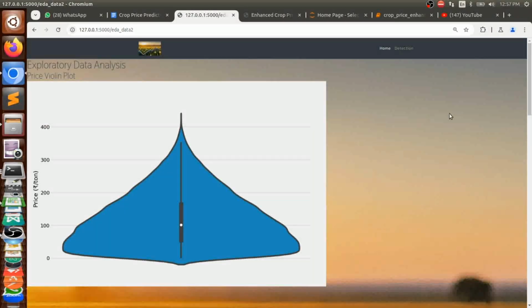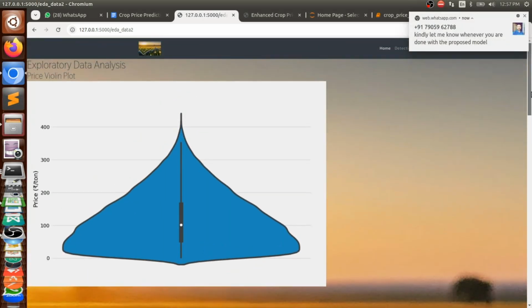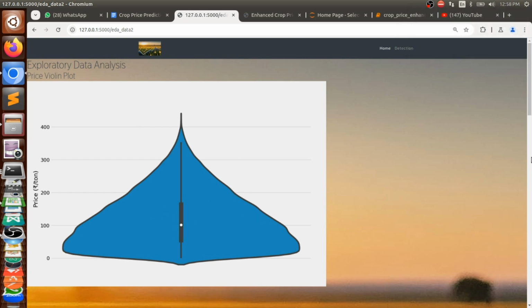So here you can see a few graphs being displayed. One is the violin plot, which shows the distribution of prices; where more prices are distributed, there is wideness. The white dot is the median. Around that region, many prices are moving. There are many products with prices less than 400, and in the middle 200 to 400 there are a few. Most of them are concentrated between 0 and 150.